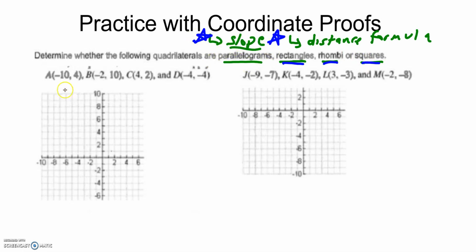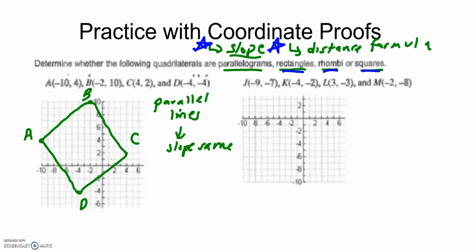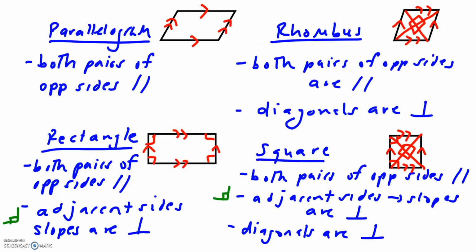So for this first problem, the first thing I want to do is just plot all these points. Negative 10, 4, so point A. Point B is negative 2, 10. Point C is 4, 2. And point D is negative 4, negative 4. So I'm going to connect all these dots. And you can't always go by what the picture looks like. You have to prove it, because as you've known from this year, you can never assume from a diagram. So before we use slopes to prove what this is, I wrote some things on the next slide that I want to go over with you.